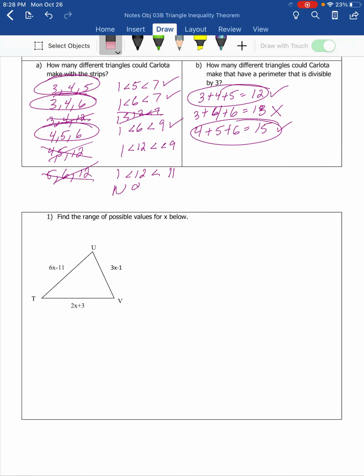Okay, so I'm hoping my pen has enough juice to get through this example. I wanted to do this a little bit separately. These ones are a little bit more complicated. So this is find the range of the possible values of x below.